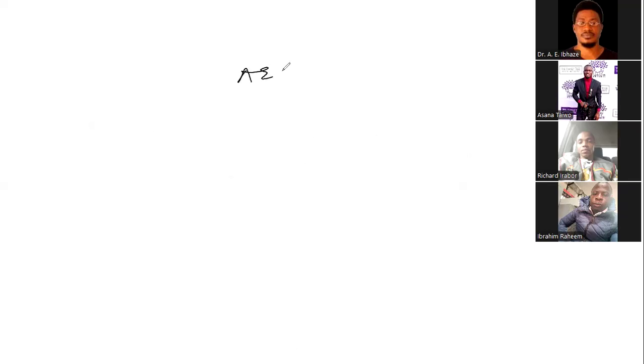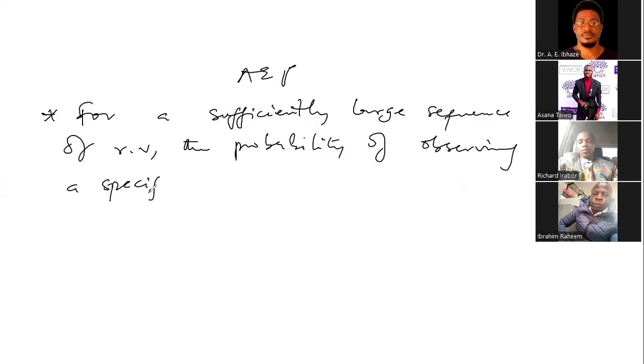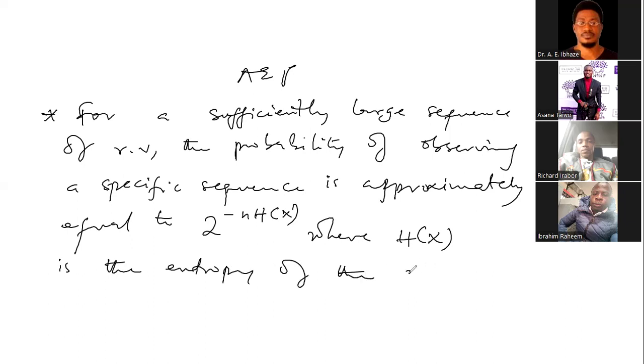Now, let's move on. So, on AEP, we now say that for a sufficiently large sequence of random variables, the probability of observing a specific sequence is approximately equal to 2 to the power of minus n H of X. Now, where H of X is the entropy of the source, and n is the length of the sequence.